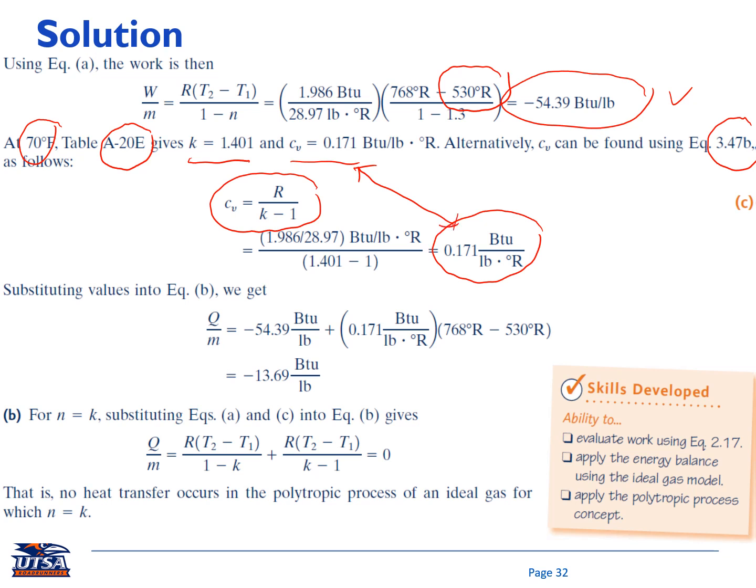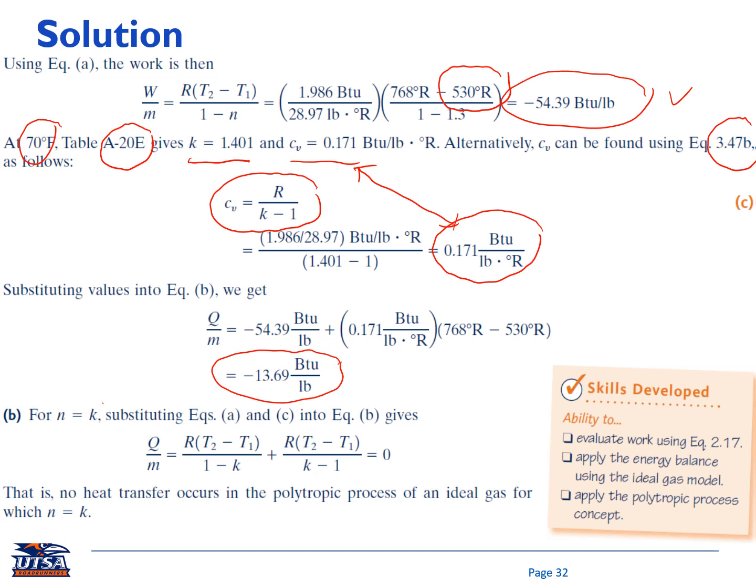Okay, so once we got Cv, then we can plug in all numbers there. Because we already have W over m here, then we will get Q here. So Q equal to minus 13.96. So it's minus, it means there is a heat transfer, or energy transfer in terms of heat, from the system going out to the surroundings. Okay, we have completed part A, and then go to B.